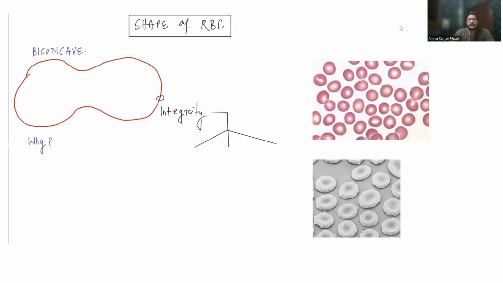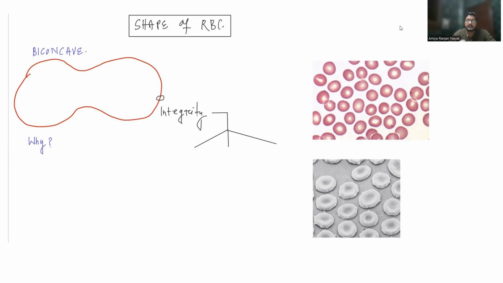Hello everyone. In this video, we are going to discuss some of the properties of mature RBCs. RBCs have certain unique properties and we need to understand them because when we discuss anemias, there are some abnormalities in these normal characteristics of RBCs that will result in various types of anemias. So these basics are very important to understand.